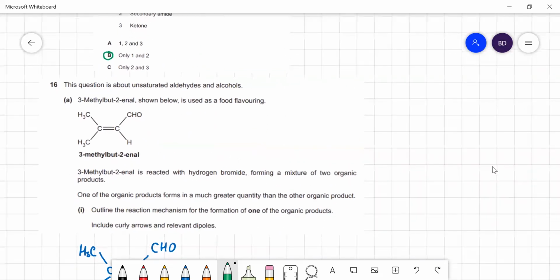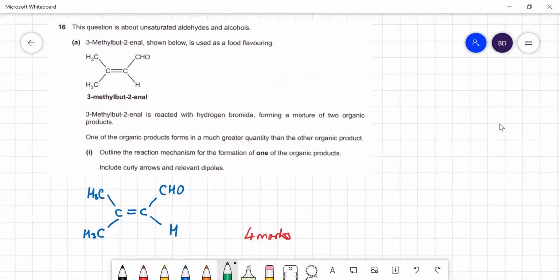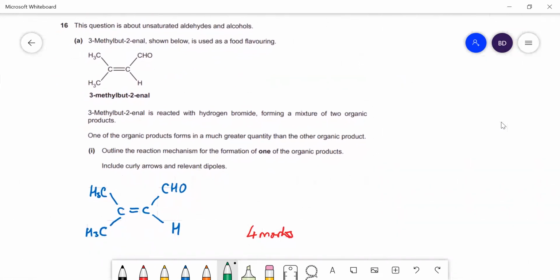Right, question 16. Unsaturated aldehydes and alcohols. Okay, so we've got this compound that's used as a food flavoring. We've got a carbon-carbon double bond, and we've got an aldehyde group in there. Right, the compound reacts with HBr. So which functional group is going to react with the HBr? It's the carbon-carbon double bond, forming a mixture of 2 organic products. One of the organic products forms in much greater quantity than the other. Outline the reaction mechanism for the formation of one of the products.